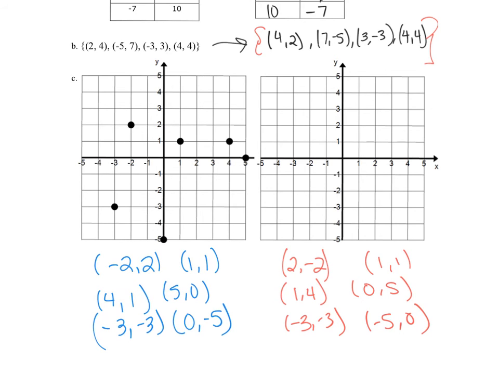Now you graph these points, okay? So 2, -2. 1, 1. 1, 4. 0, 5. -3, -3. -5, 0.